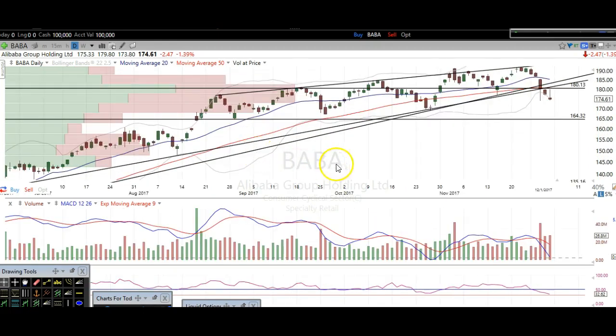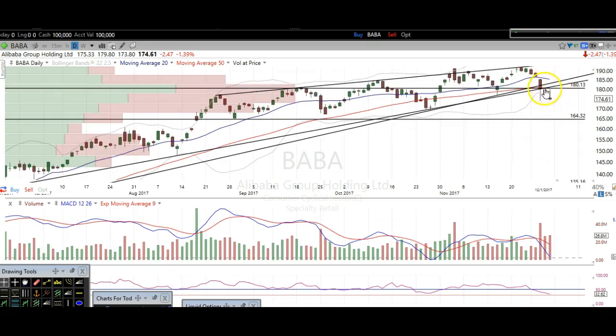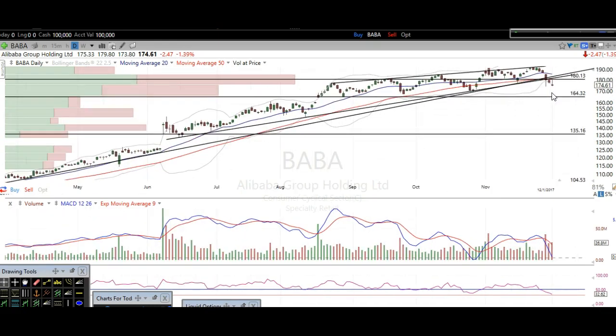All right, then we have it hitting that trend line right here, again right here, and then finally we broke that trend line right here. All right, so this is a year-long trend line that has gotten hit many times that is breaking right now. We're also below the 50-day moving average. That's another thing. It's also a rising wedge pattern as well.